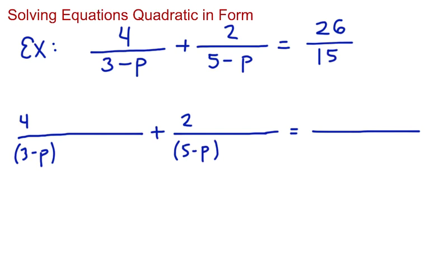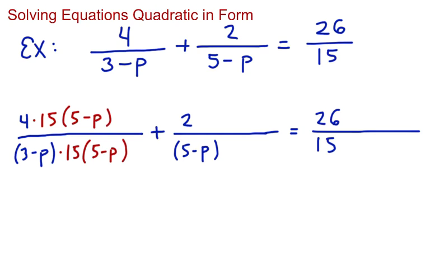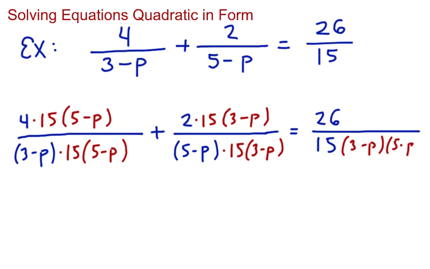When we talk about the LCD in this example, it's actually going to be the product of all three denominators, because there's no overlap in the denominators 3 minus p, 5 minus p, and 15. So our first fraction will still need the factor of 15 and the factor of 5 minus p, top and bottom. Our second fraction will need the 15 and the 3 minus p. And the final fraction will need the 3 minus p and the 5 minus p. Again, we're just giving each term what it needs to have the LCD.